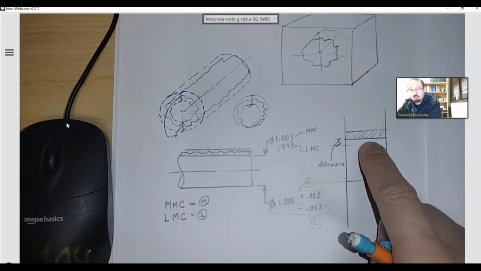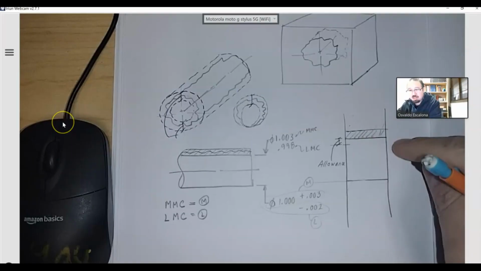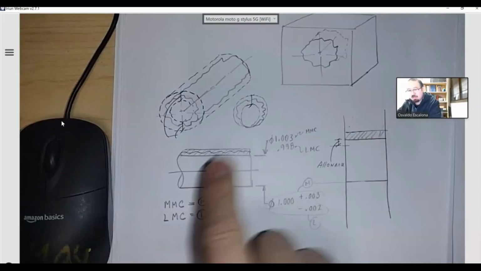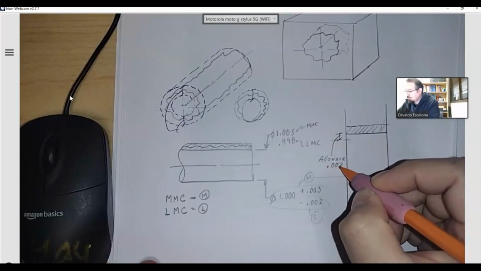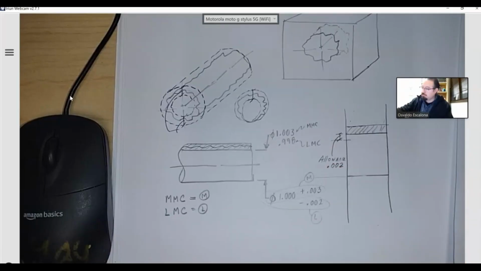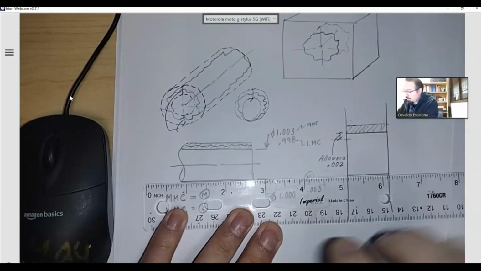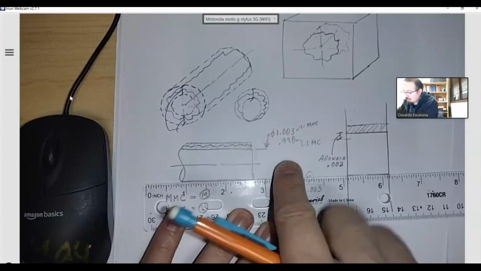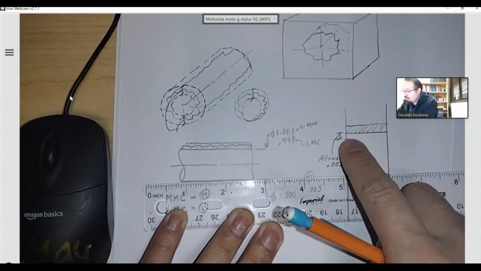And then if I'm going to give it a tolerance, I continue getting bigger, and my hole will always be bigger than my pin. Right? So let's say I give it maybe 0.002 for the allowance. That means if I grab that pin and insert it, and push it inside, there will be a little gap, right?